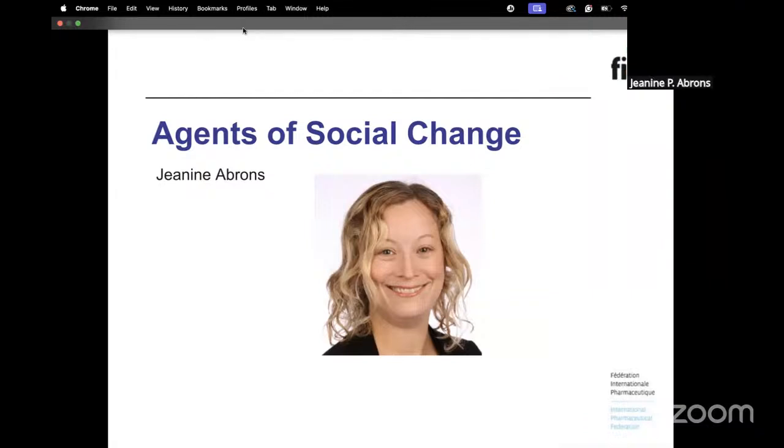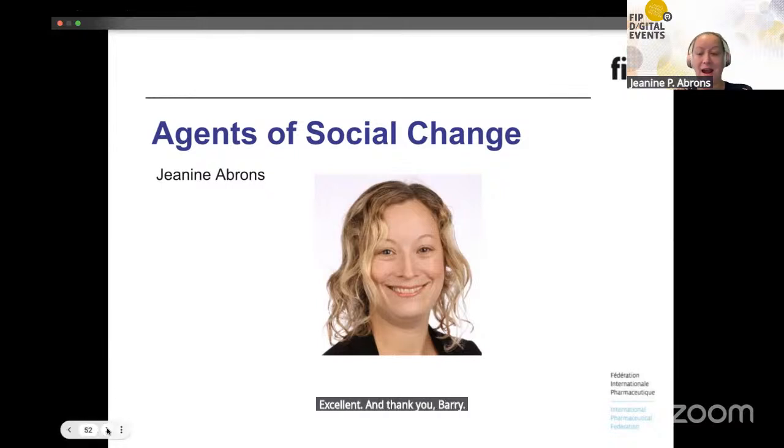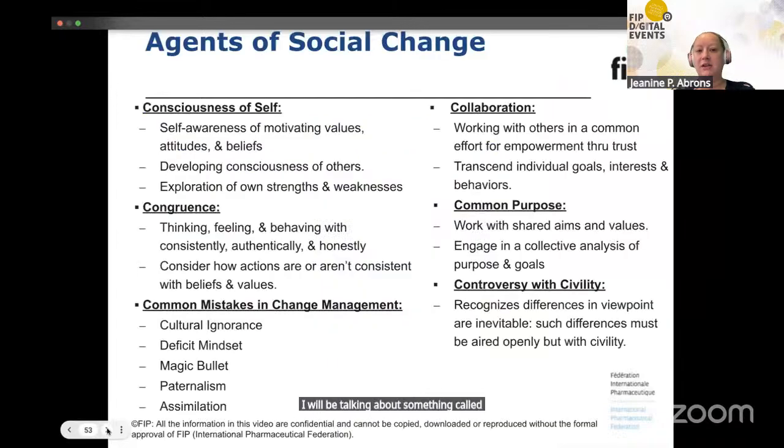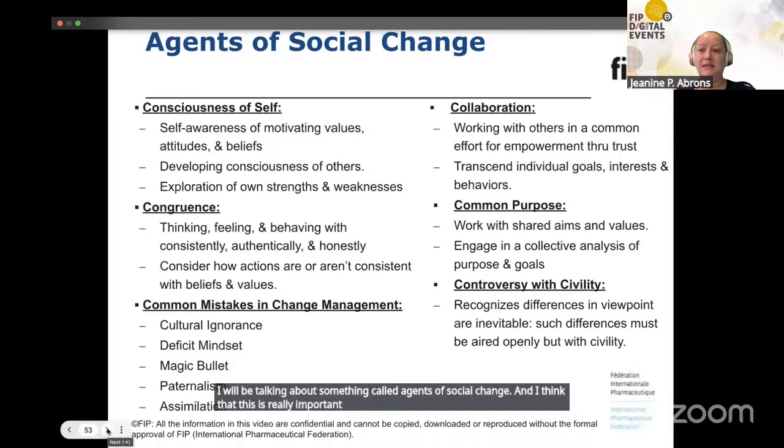Excellent. And thank you, Barry, for helping us to think through the ways that we get motivated to make change. I will be talking about something called agents of social change. I think this is really important because it takes us through thinking about how we as individuals or those around us are the drivers of change occurring or not occurring.